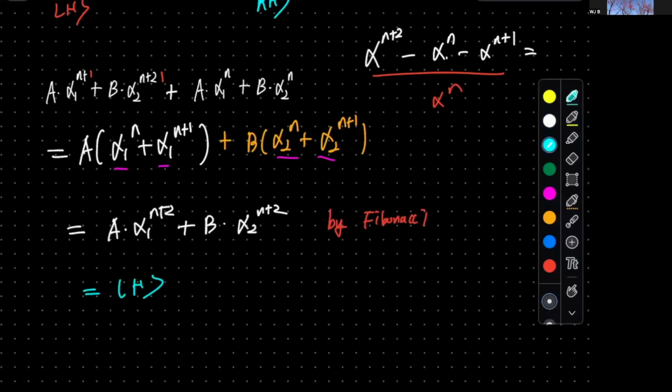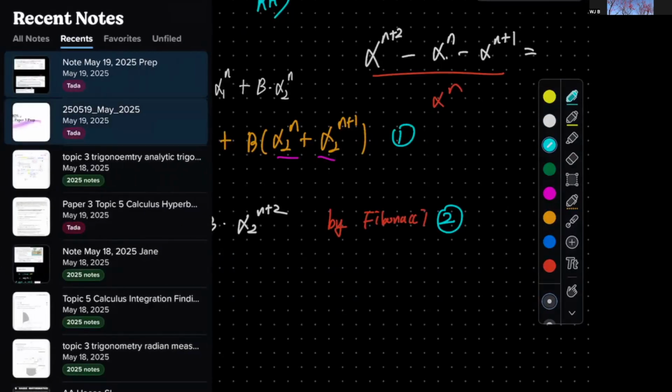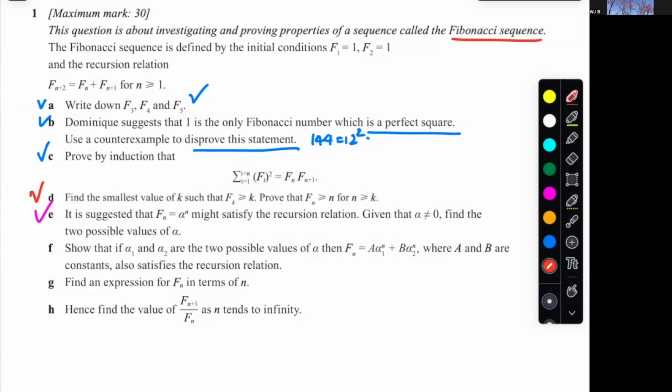So I start with the right-hand side, and I land it back on the left-hand side. So that's a good way to prove it. So in this one, what was important? Being able to factorize is important, and also being able to see that this sum of consecutive exponents can be changed into the Fibonacci sequence. So that's great. So we have done part F also.